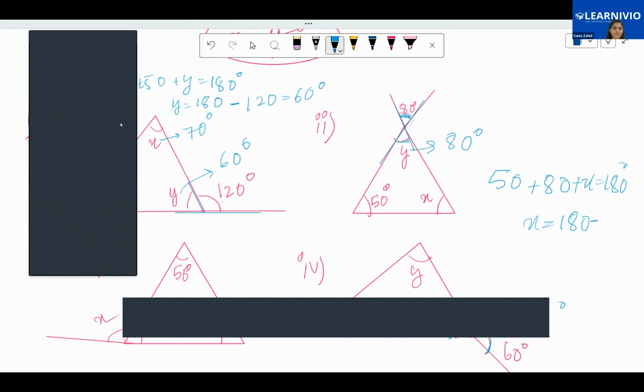Ma'am, in these questions only we could find x or y? You have to find both x and y.